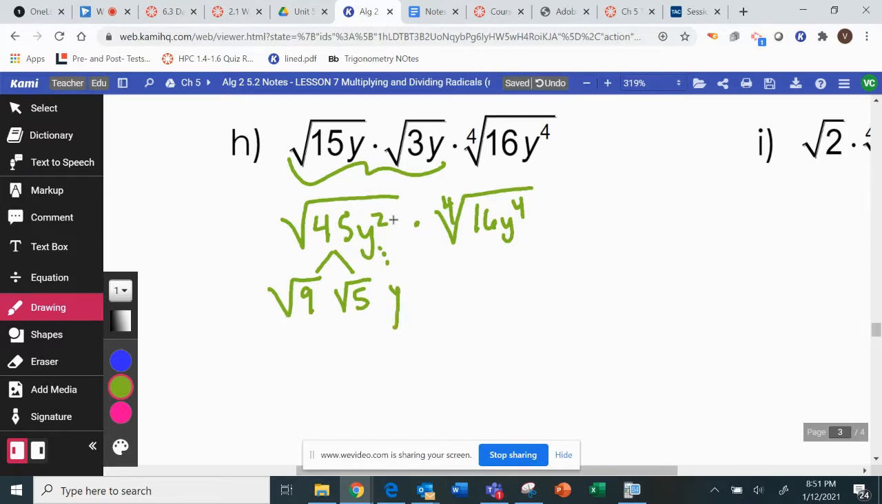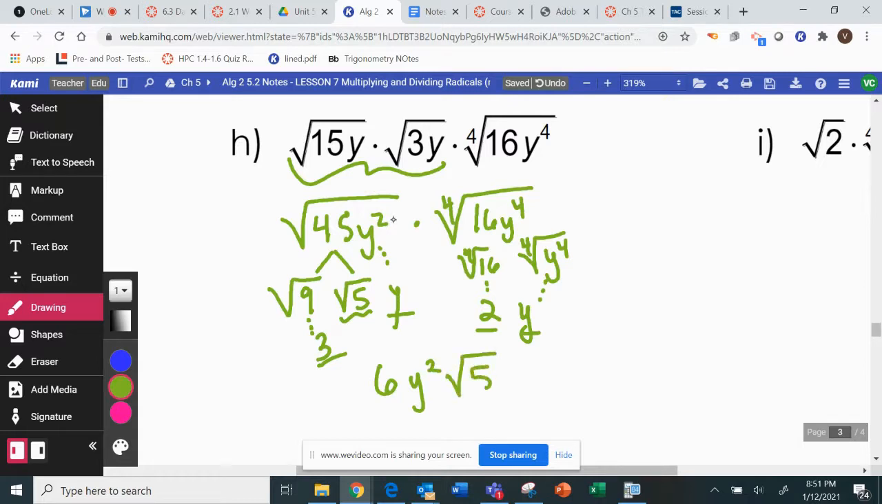The 4th root of 16 is 2. The 4th root of y to the 4th is y. So anything that is not under a square root, we're going to combine together. Anything that is still under a square root will stay under that square root. So I have 3 and 2, which is 6, and then y times y, so y squared, square root 5.